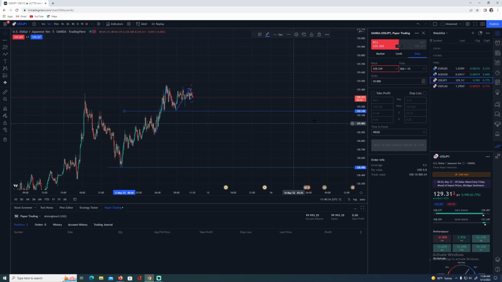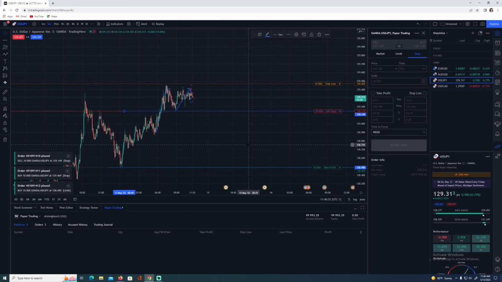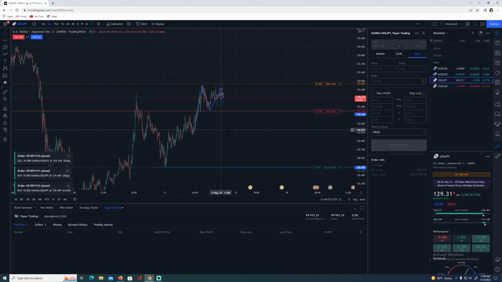So we say that we wanted our order to be a sell stop order, and then we wanted to get in at 129,149. Okay. Our stop loss, we had said it was going to be 32 pips. And our take profit was going to be 128,490. And now place a stop order. All right. And now we are in the market.